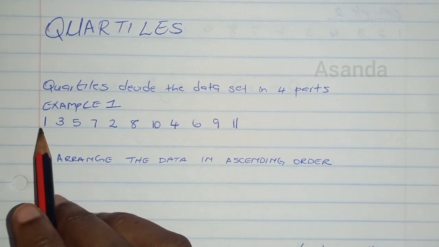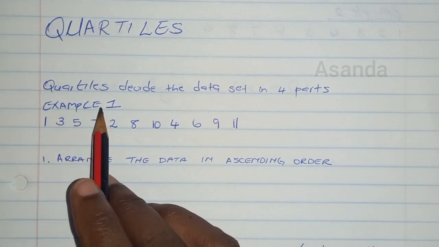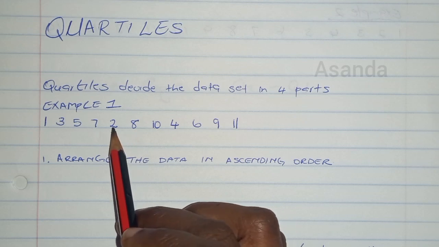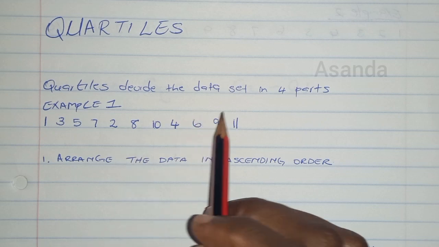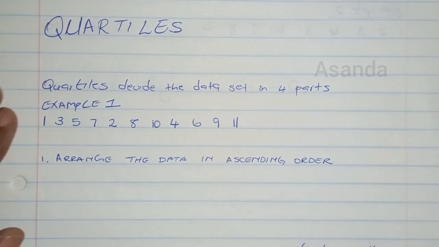So let's look at our data. It says 1, 3, 5, 7. That looks arranged, but then 2 is here, then it's 8, then it's 10, then it's 4, then this data is not arranged. So we are first going to arrange the data, starting from smallest.